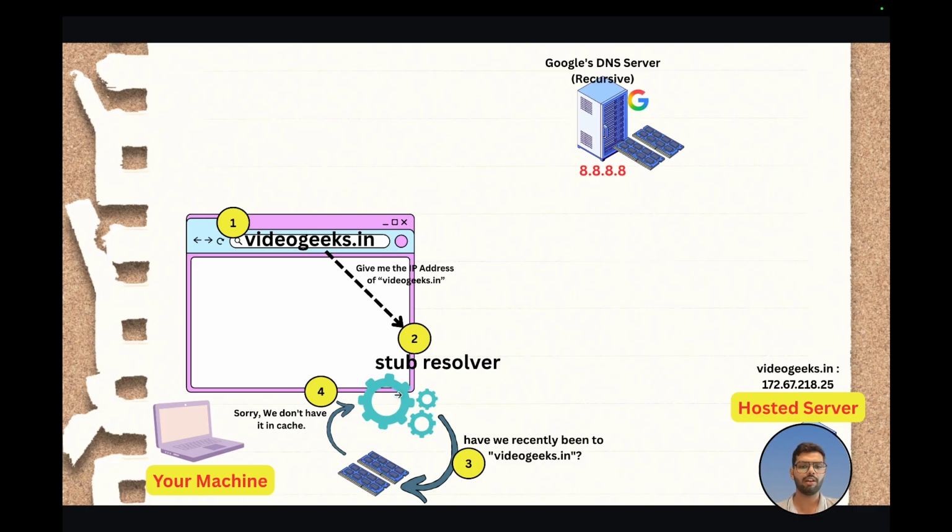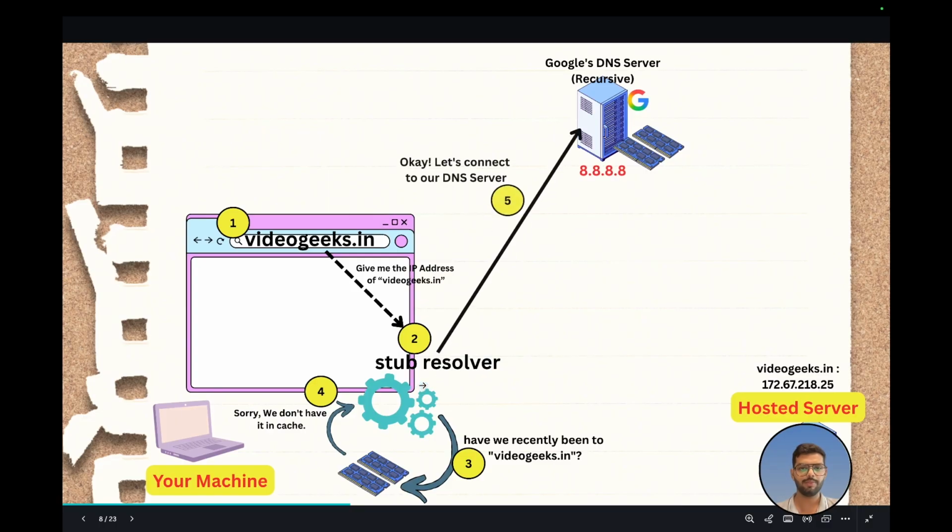From your machine, the first thing it did was to contact the stub resolver, that is like a local DNS. Now if it doesn't work, it will try to contact the DNS IP that is configured in your IP settings or provided to you by the DHCP protocol, right? So mostly you will have Google's recursive DNS server, which is called 8.8.8.8, as the DNS server configured in your machine, right?